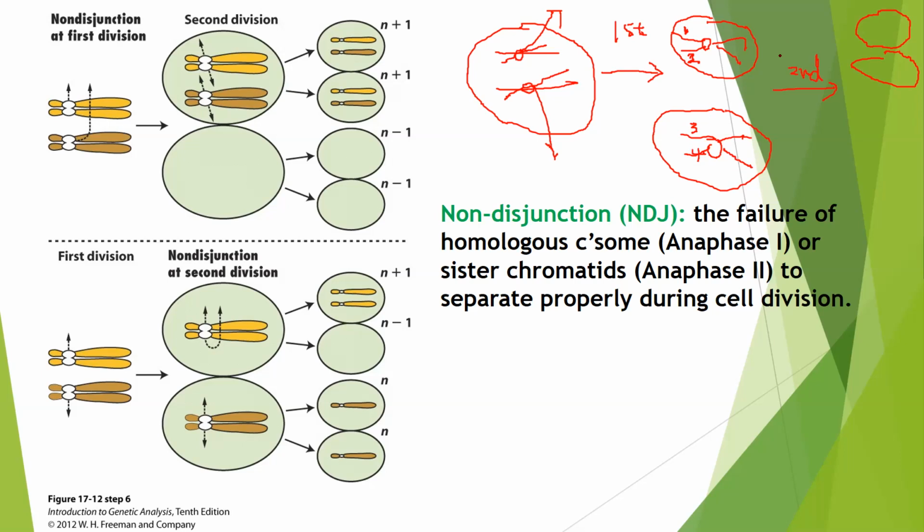So if everything goes normal, these 2 sister chromatids, 1 and 2, will end up in 2 different daughter cells. So this gamete will have 1 here. This gamete will have 2 here. The same thing for this cell. This gamete will have 3. This gamete will have 4, right? So this is the standard.